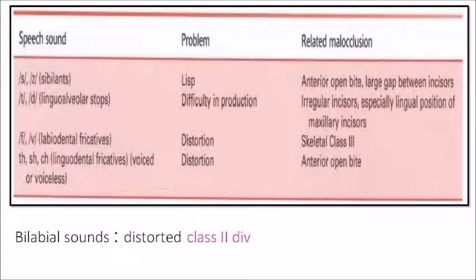Now, coming to the labiodental fricatives, when you are saying F and V, these are called labiodental fricatives.